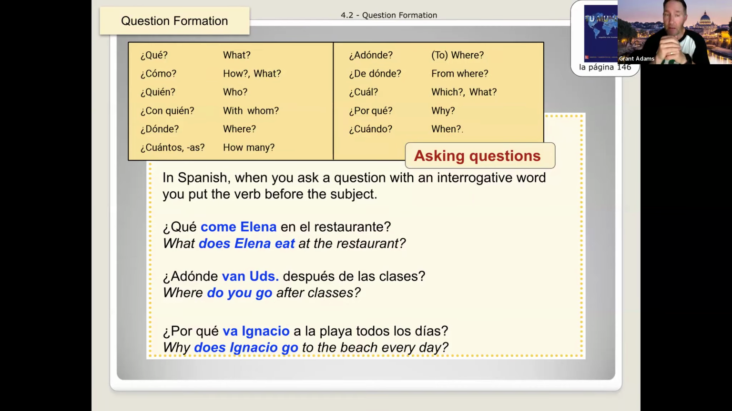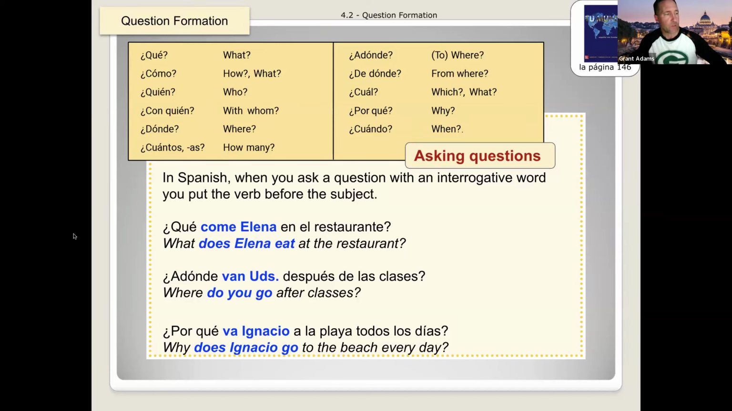accent on it and look where the pronoun is located. ¿Qué come Elena en el restaurante? What does Elena eat? Now, Elena goes before the verb in English, but after the verb in Spanish, right? ¿A dónde van ustedes? Where do you guys go? ¿A dónde van ustedes después de las clases? ¿Por qué va Ignacio a la playa todos los días? Why does Ignacio go to the beach every day? So that pronoun follows the verb.